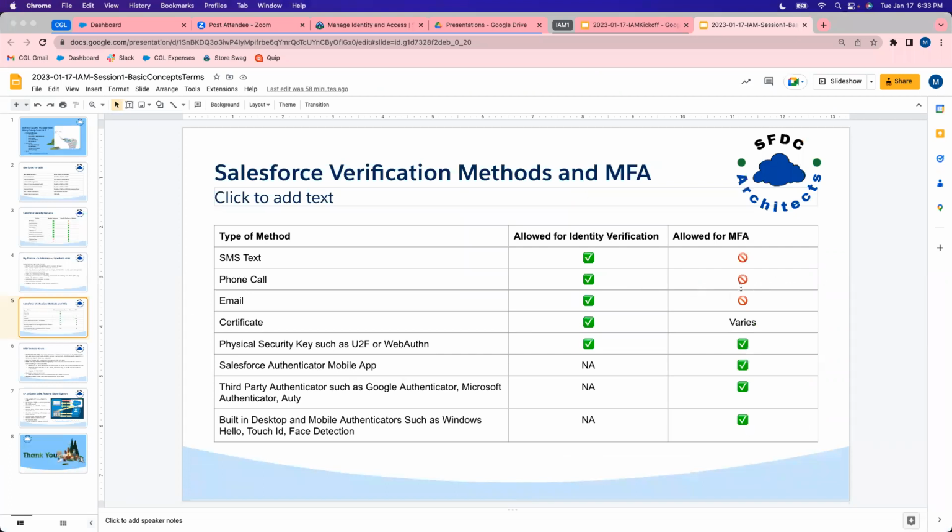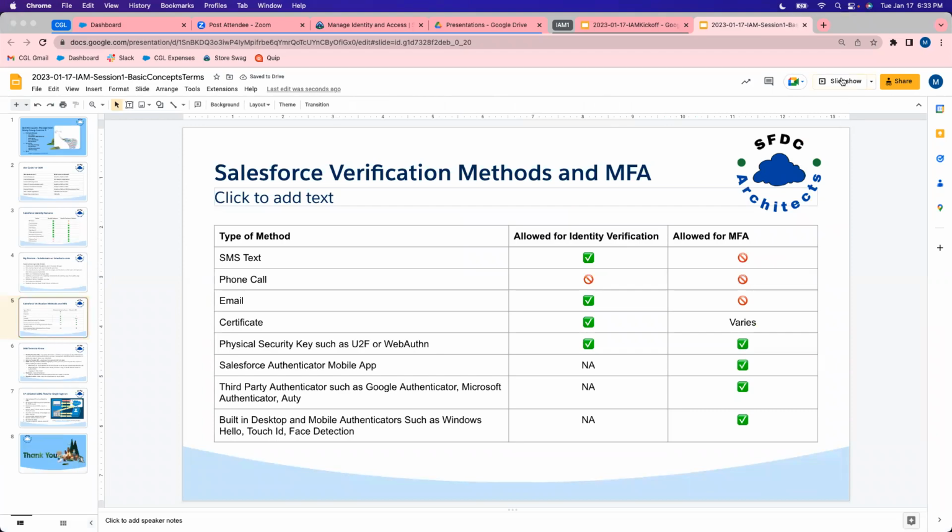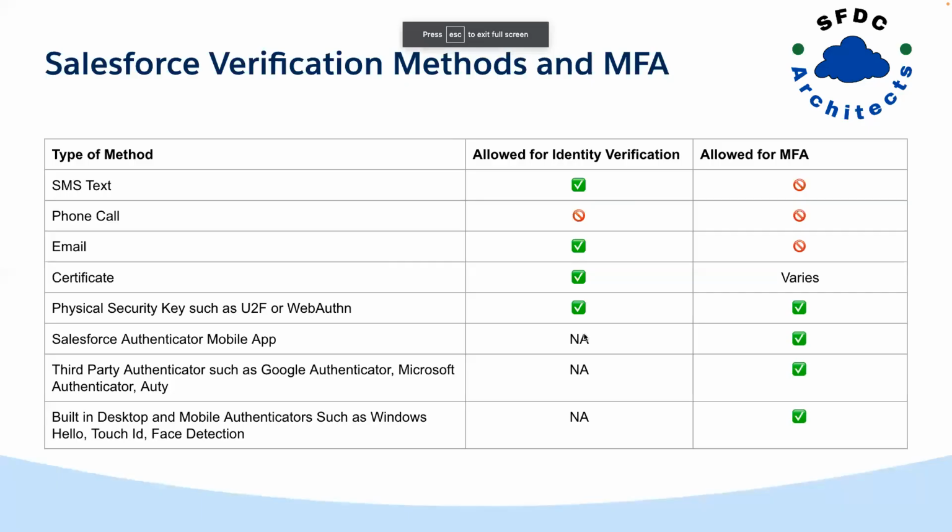And since we're recording this, we're just going to change this right now, because we're not allowed to do phone verification with anything. I just want to highlight that depending on what they're asking you for, if they're asking for identity verification, you have different options than if you do for MFA. We're not going to talk too much about MFA today because that's really its own topic, probably a whole hour's worth.